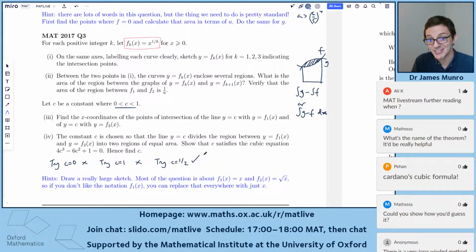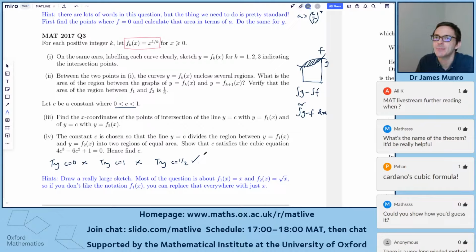Guessing, in general, there isn't a good strategy for guessing. There is a strategy for solving cubics. There's just a formula for solving cubics. I don't expect you to know it, but a couple of people mentioned it. Guessing is guessing, right? What's the name of that theorem? I can't even remember. Is it Cardano's cubic formula? Because someone said that in chat. That's the name of the thing that solves cubics.